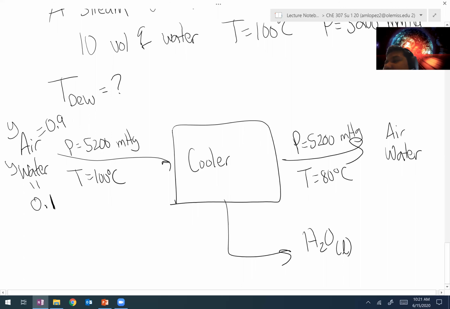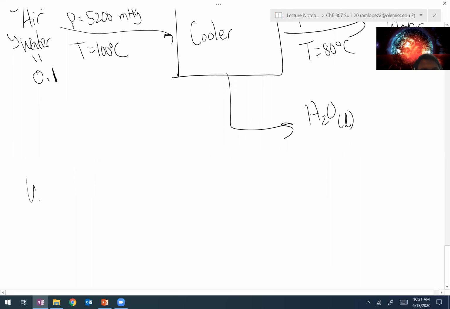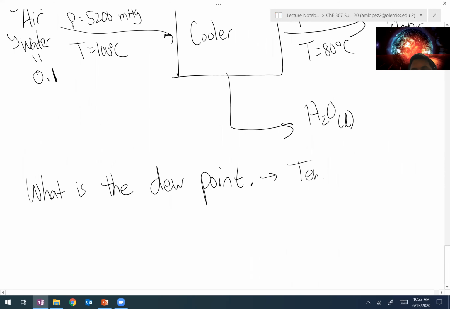Well, we have to ask ourselves, what is dew point? Well, the dew point is the temperature for a gas mixture, or even a pure component, so I won't say mixture, where the first droplet forms.